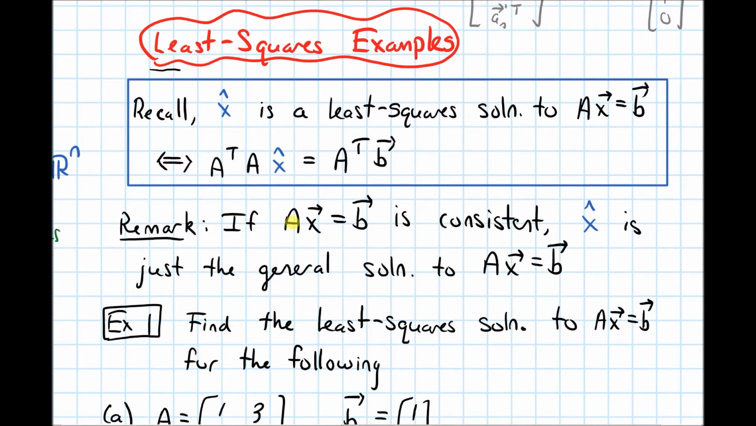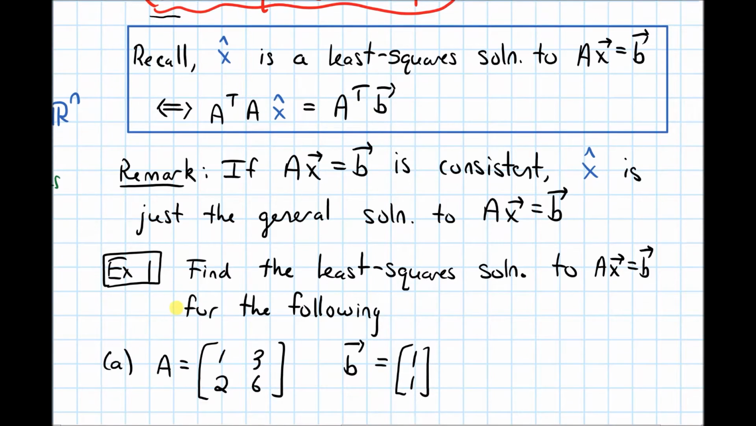Okay, I want to make one quick remark before we do an example. If our equation Ax = b was consistent, then x hat would just end up being the general solution to Ax = b. Usually in that scenario, we wouldn't be finding a least squares solution, we would just be finding the solution. Alright, so now let's do an example.